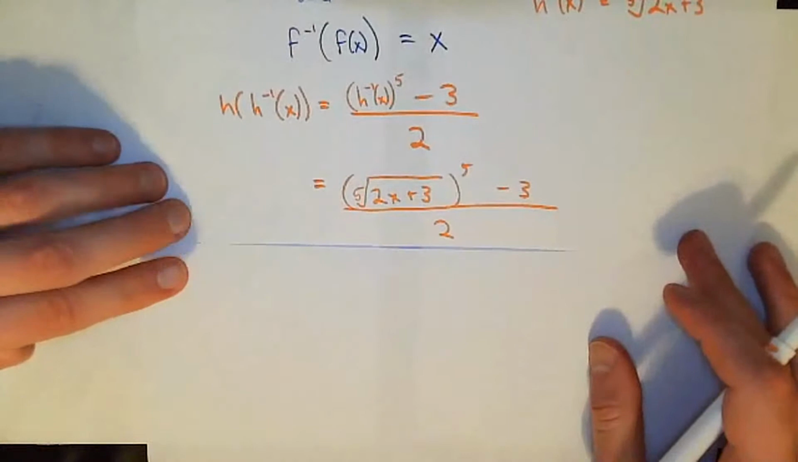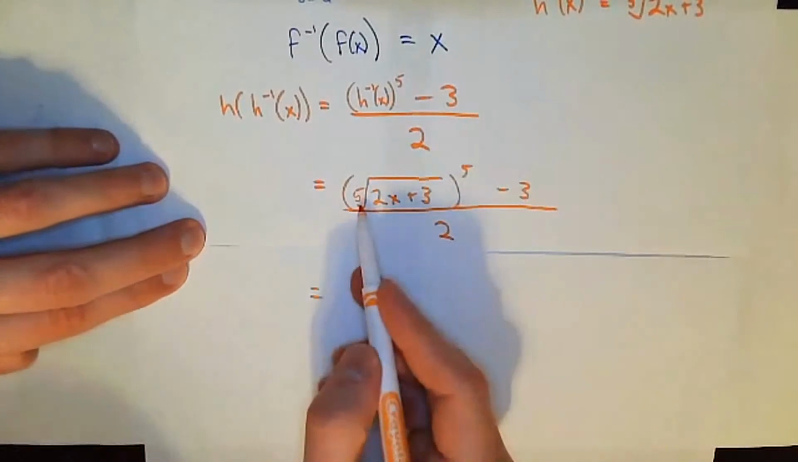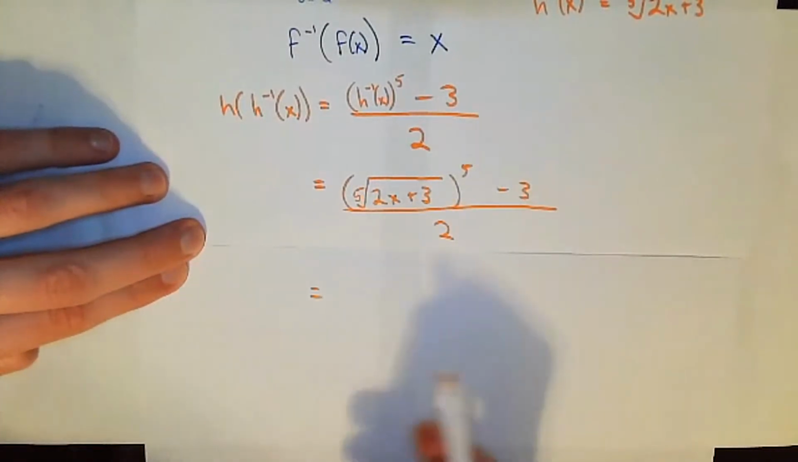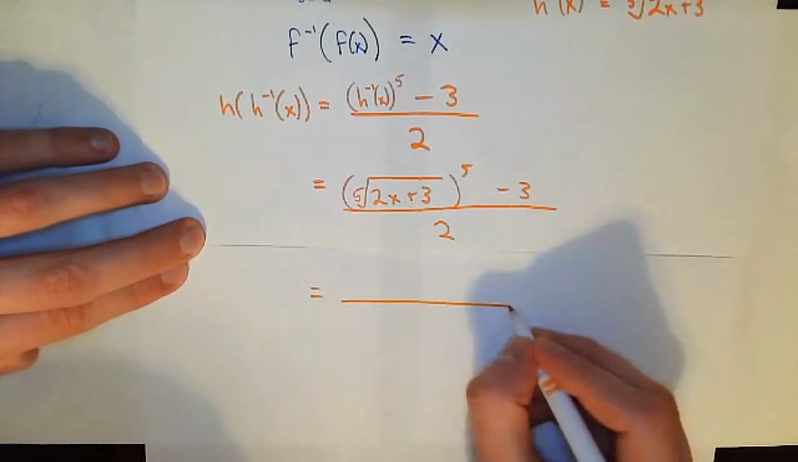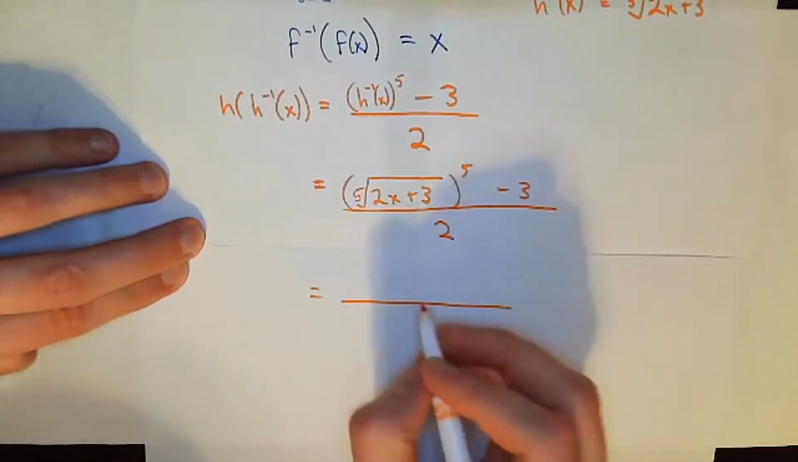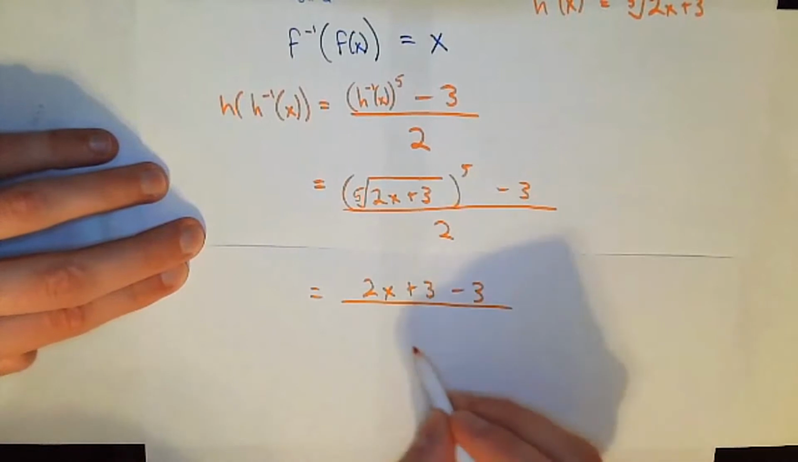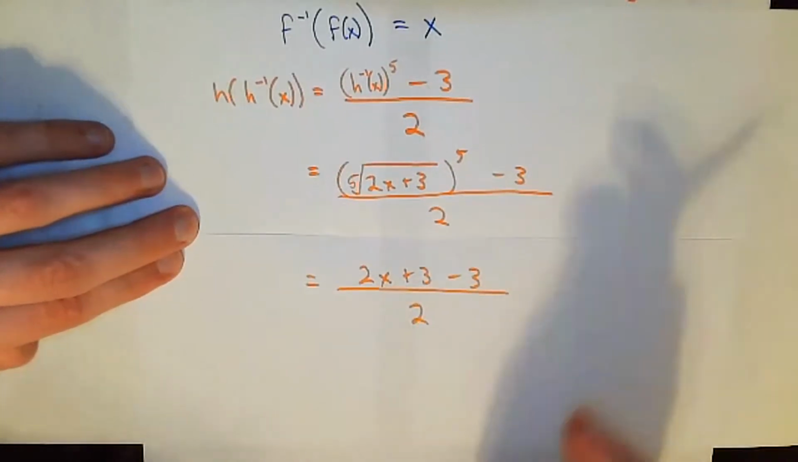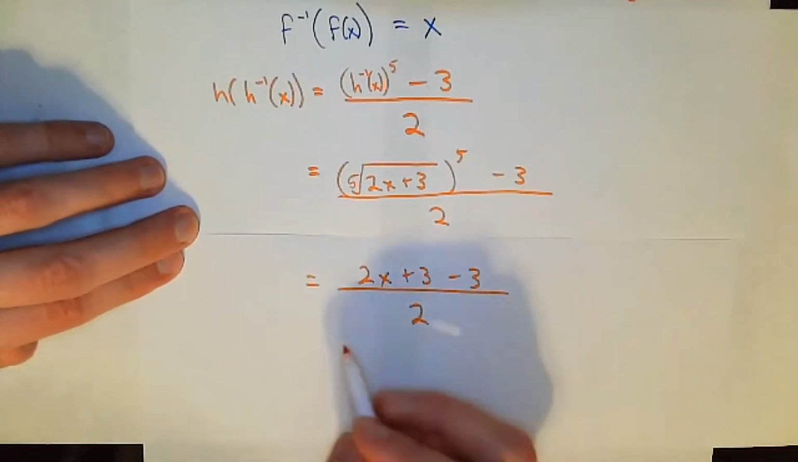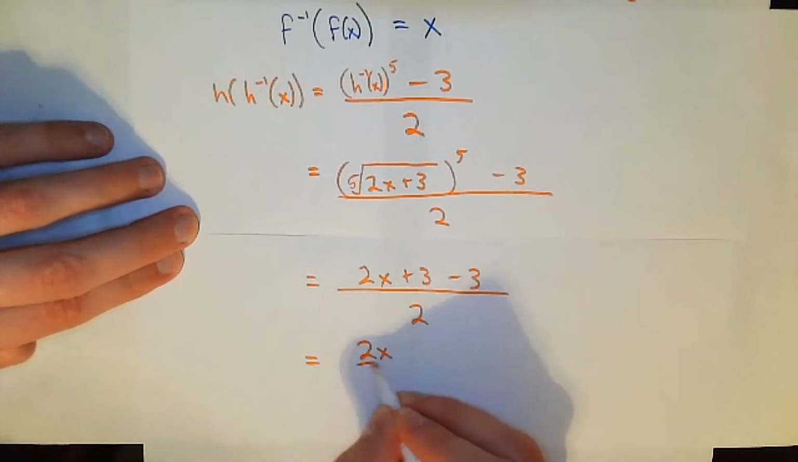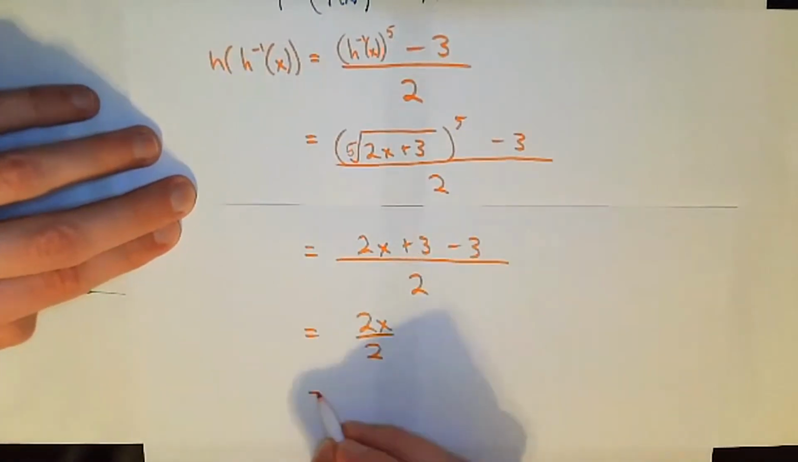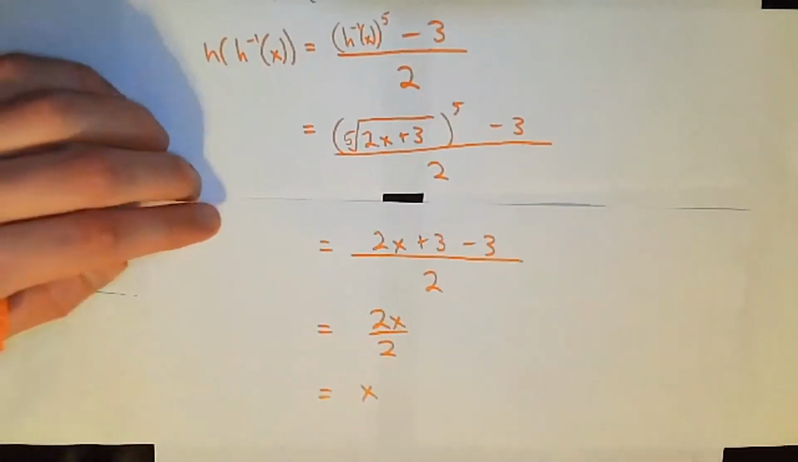Okay, good. But now what happens here? I've got a 5th root raised to the 5th power. They cancel. That's nice because that's like the worst thing going on here, and all I'm left with is 2x plus 3, that -3 at the back, and then over 2. What happens here? +3 -3 cancels. 2x over 2, those cancel. Everything cancels, and I'm just left with x.